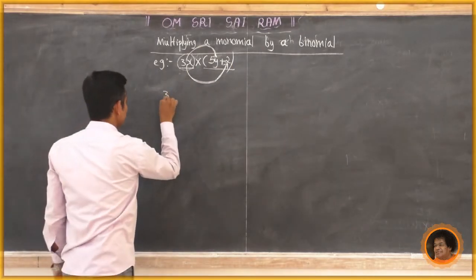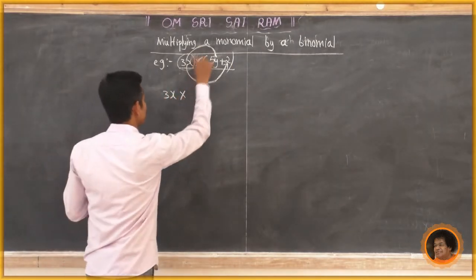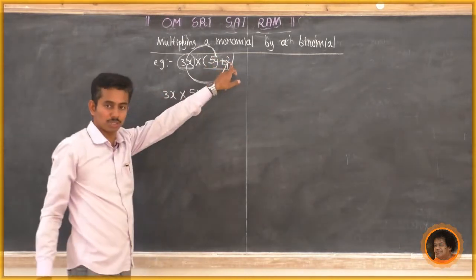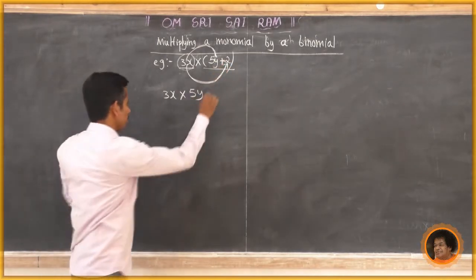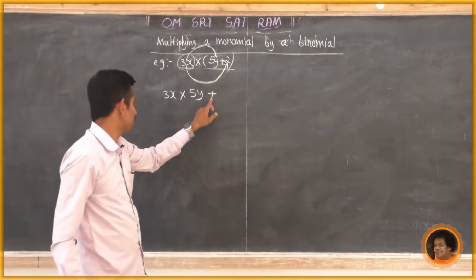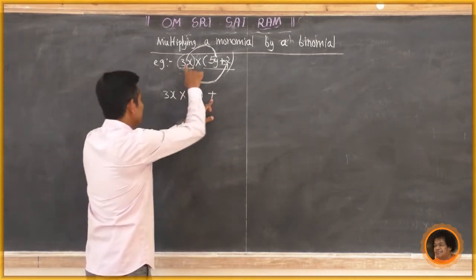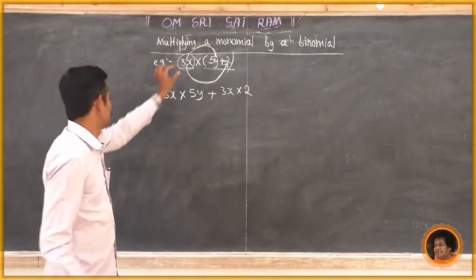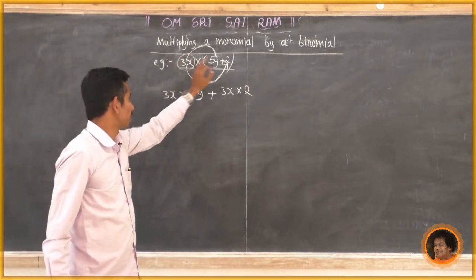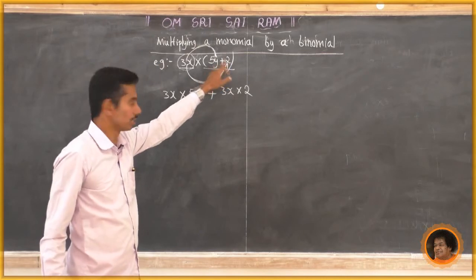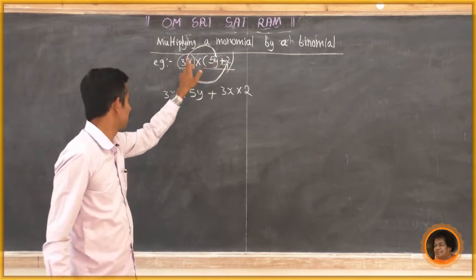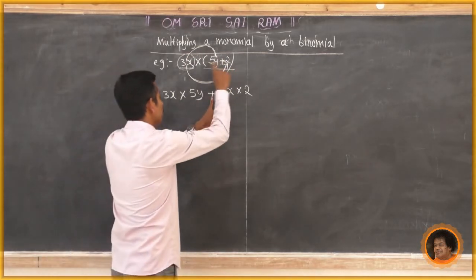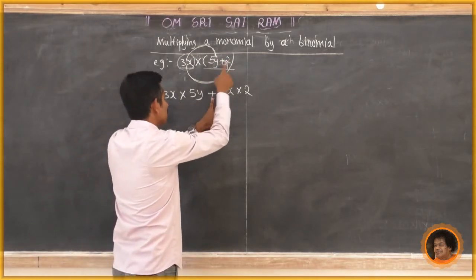Write down 3x. First it is multiplied to 5y, 3x into 5y. Then what is the sign given in between 5y plus 2? That is plus. So plus. If it is minus, then you have to write minus. After that, this 3x into 2. So very simple. This monomial into every term in the binomial. So 3x into 5y, then this 3x into 2. In between it is plus. Why is it plus? Because in 5y plus 2, the plus divides the 2 terms.